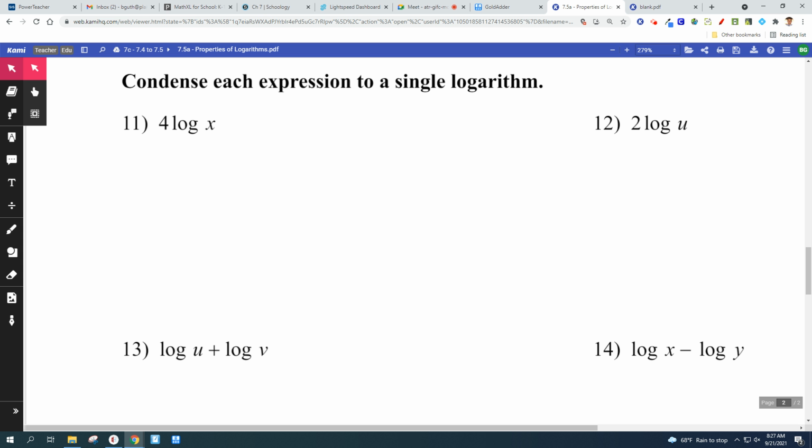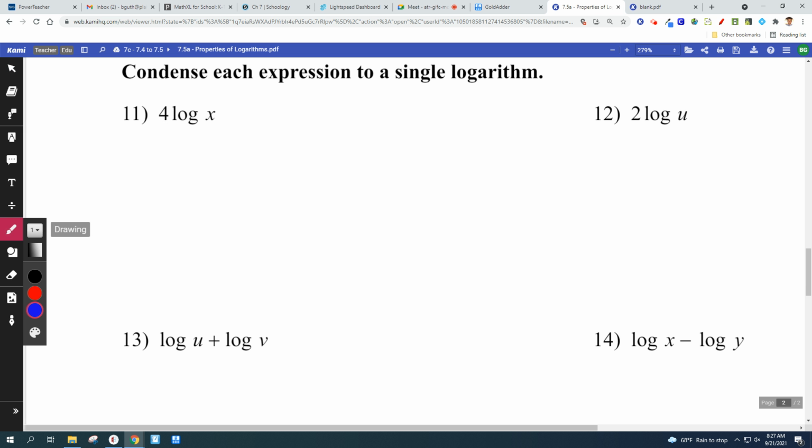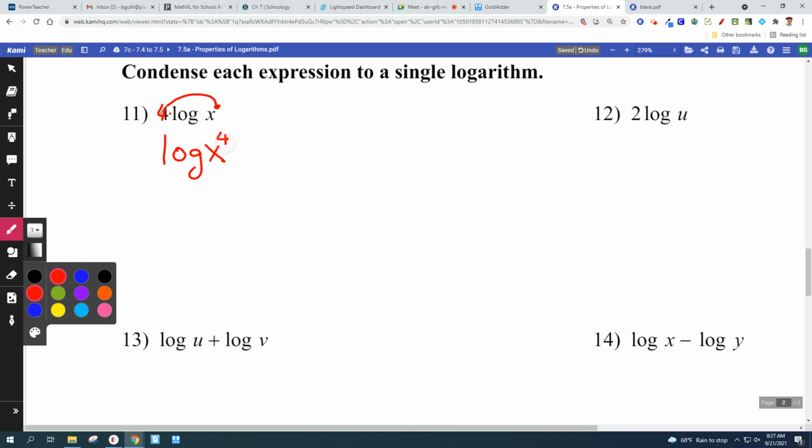So condense, we're just going backwards now. All right, think about the front side of this page and what we did to get this number in the front, this 4 in the front. This 4 in the front was multiplication, and it came from that exponent right there. So condense, I'm trying to make the problem smaller. I'm going backwards. I'm reversing. That came from log x to the 4th.